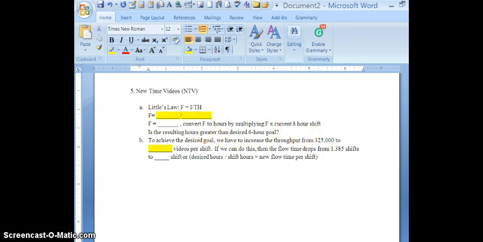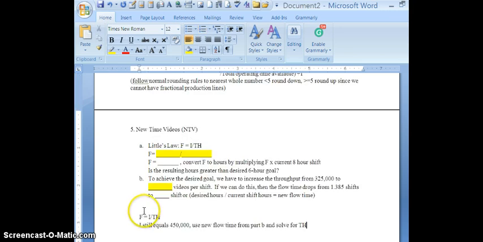Once we do that, we'll look and see, is the resulting number of hours that we've calculated greater than the desired 6-hour goal? If the answer is yes, then we go to part B. And hint, hint, the answer is yes. In part B, we're trying to figure out what we need to increase our throughput to meet the 6-hour desired goal.